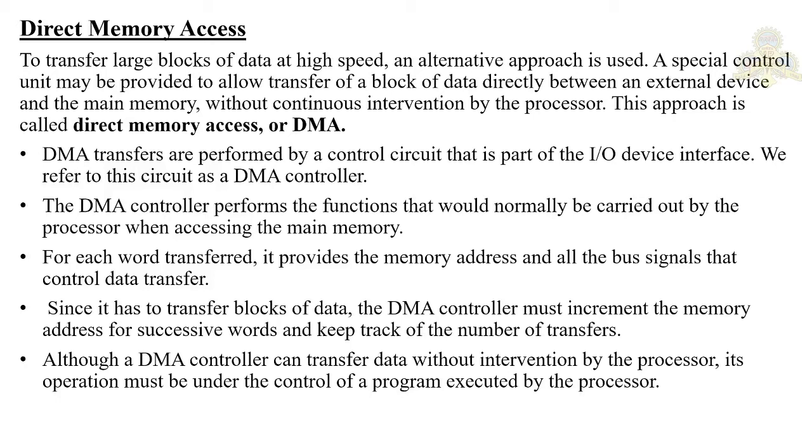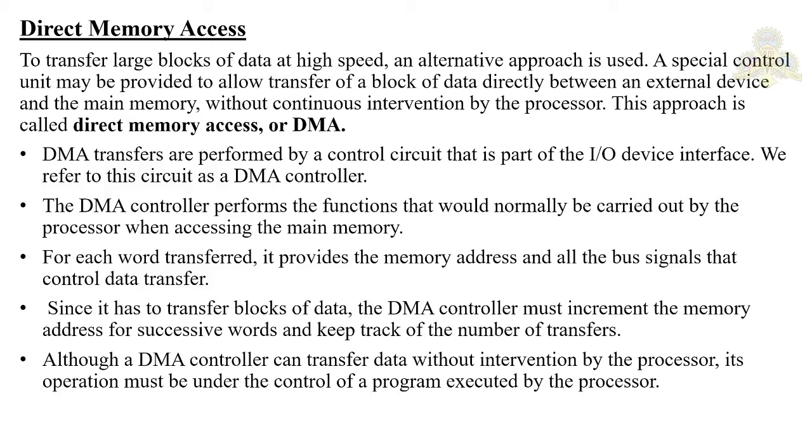So when a DMA transfer is taking place, the program that requested the transfer cannot continue and your processor can be used to execute any other program. So once the direct memory access transfer is completed, your processor can return back to the program that it has left in the middle.